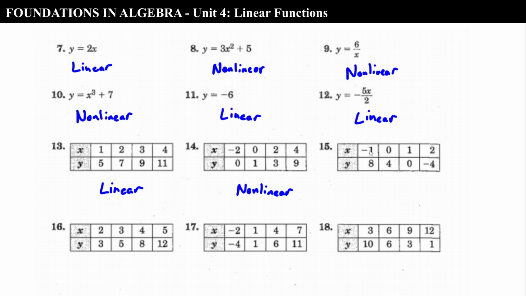So here we have a change of 1, change of 1, change of 1. Our x's are all 1. Here we go down by 4, down by 4, down by 4. All of those are the same, so this one is linear. In number 16, we have 2 to 3, which is 1. The change here is 1. The change here is 1. So all of our x's are 1. Here we have 3 to 5, which is 2. Then 5 to 8, which is 3. 8 to 12, which is 4. So all these change at different numbers. So this one is nonlinear.